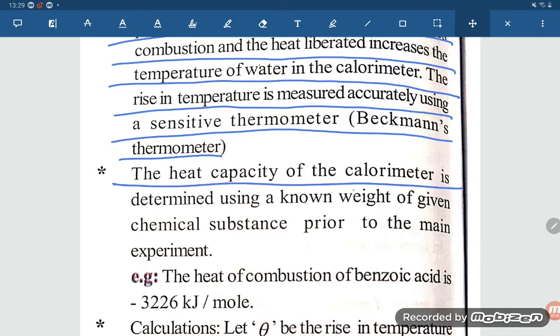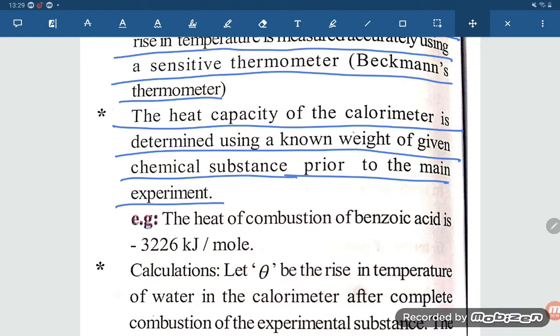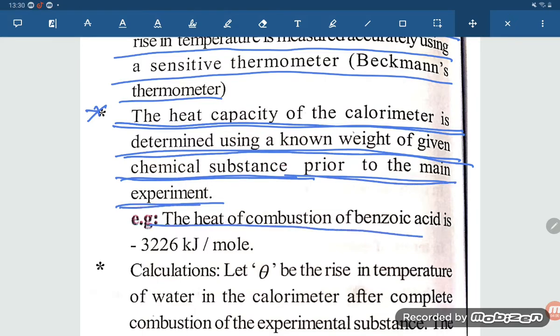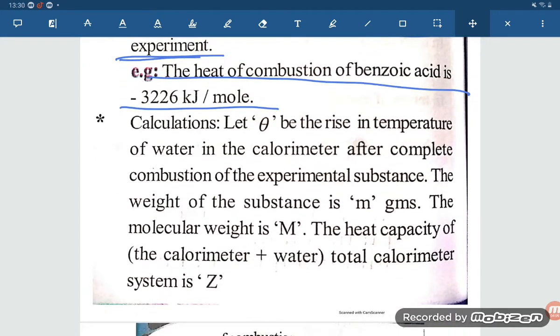The heat capacity of the calorimeter is determined using a known weight of a given chemical substance prior to the main experiment. Again, read out this statement, students. The heat of combustion of benzoic acid is minus 3226 kilojoule per mole. Let us do the calculation.